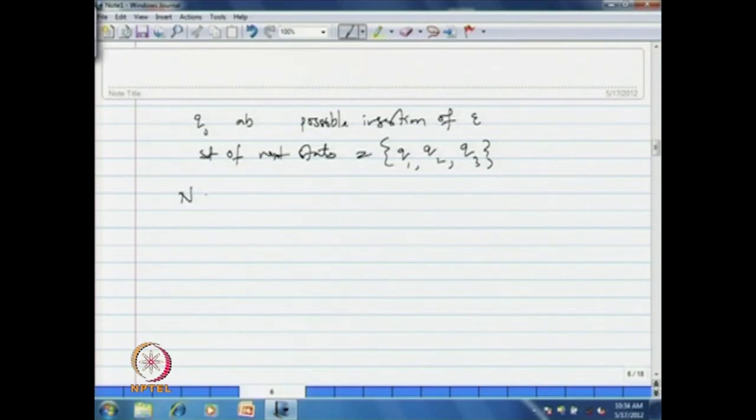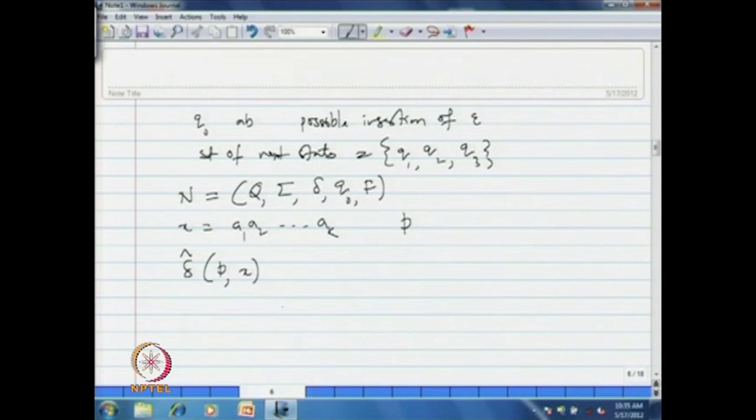Now, just consider an NFA (Q, Sigma, delta, Q0, F). Given an input string X of the form A1, A2 up to some symbol AK, and a state of the NFA, say P, if we process the string X starting with P, then we will get a set of next states, which is defined as delta hat (P, X).